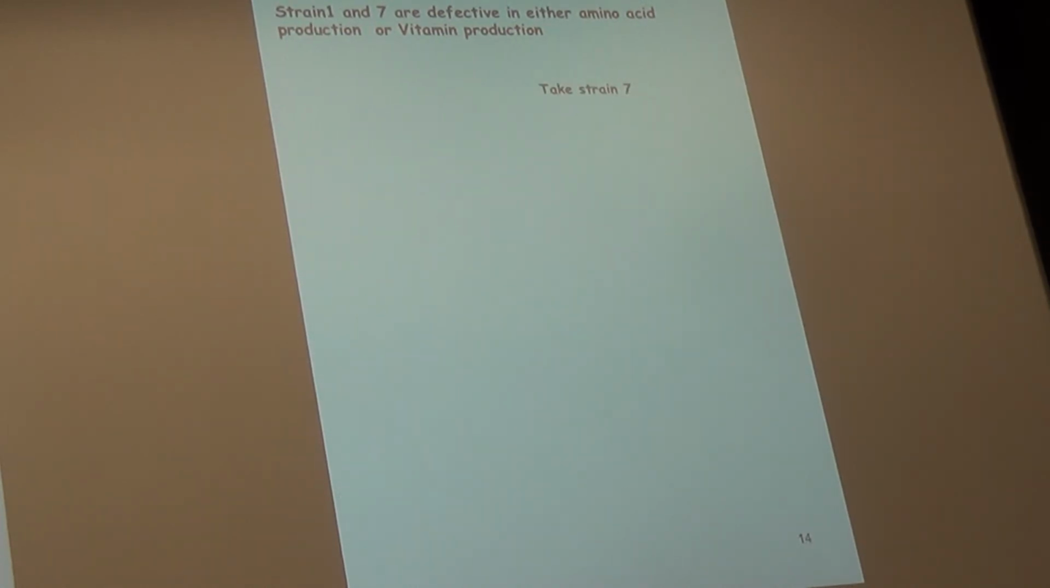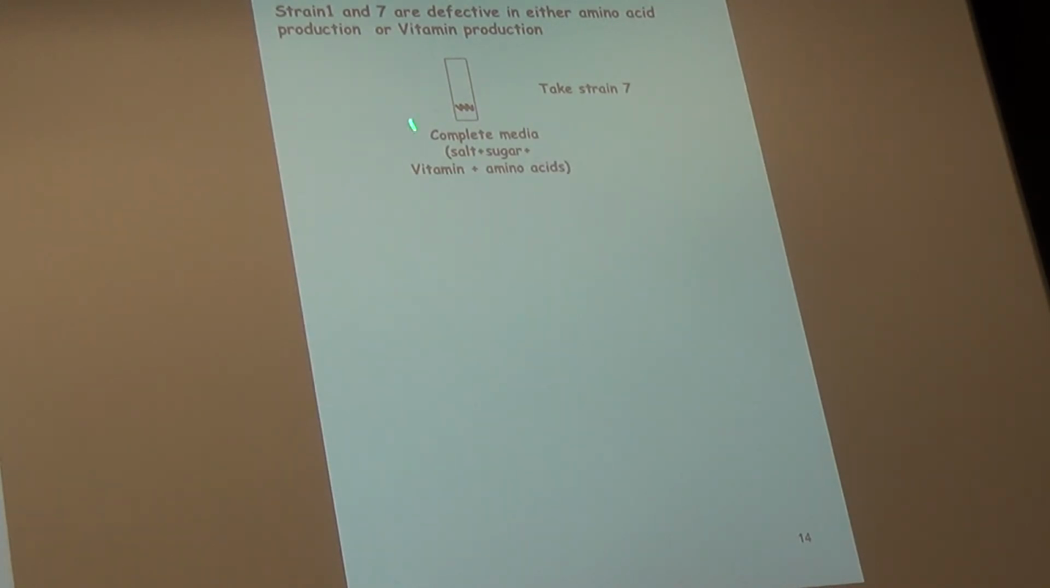Next, you focus on strain 7. So initially, we've come to the conclusion that strain 1 and 7 were defective in either amino acid production or vitamin production. We know strain 1 is defective in vitamin production. What about strain 7? You do the same experiment.